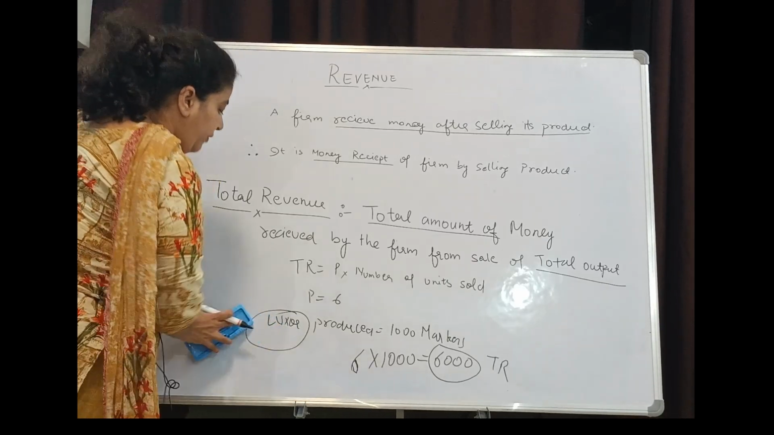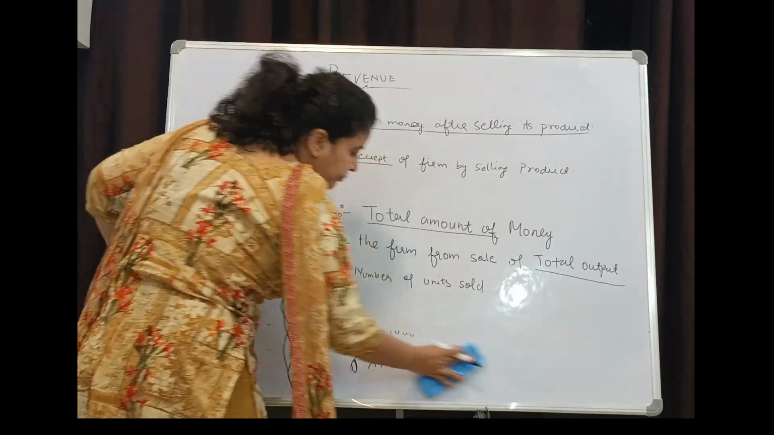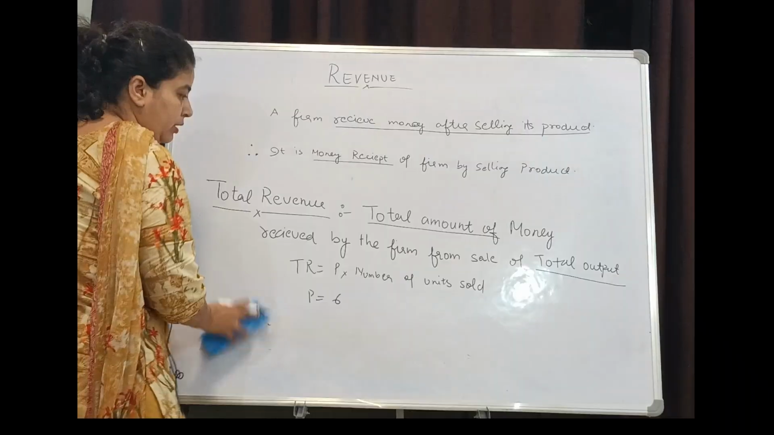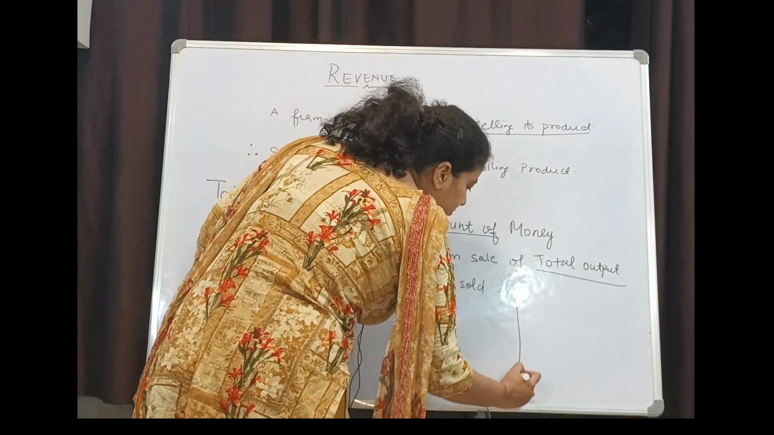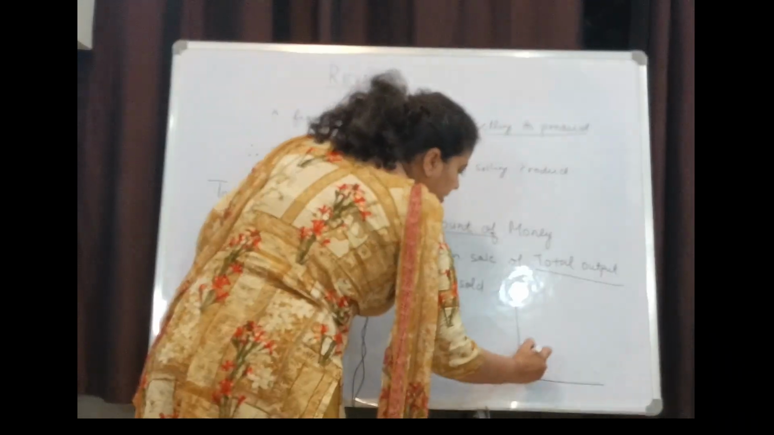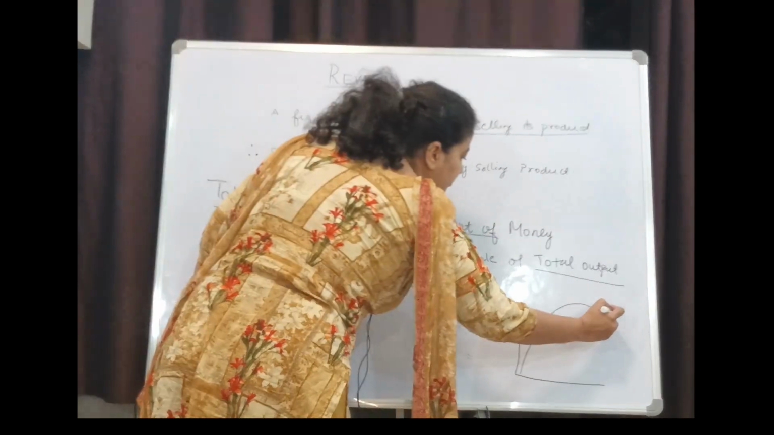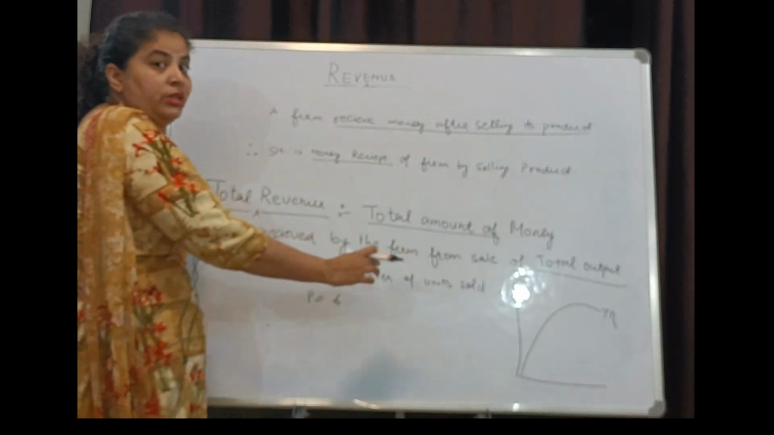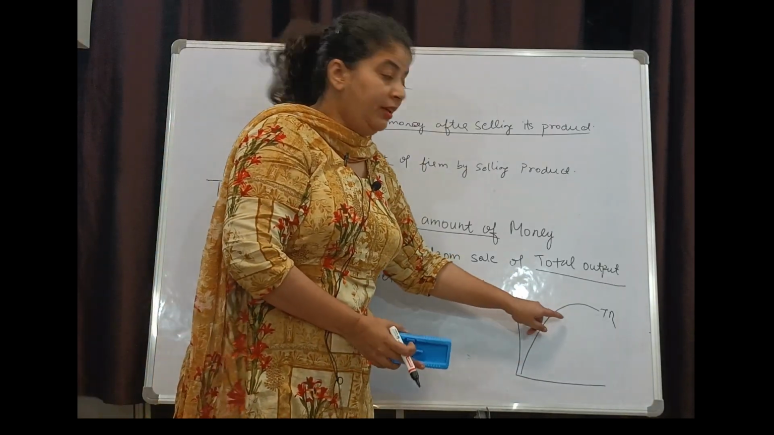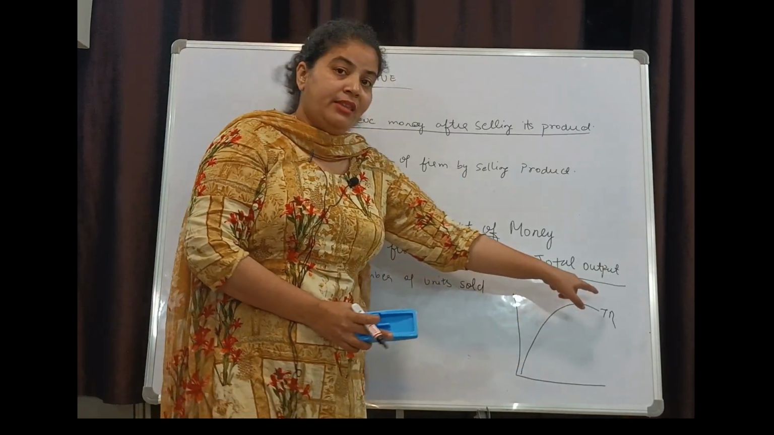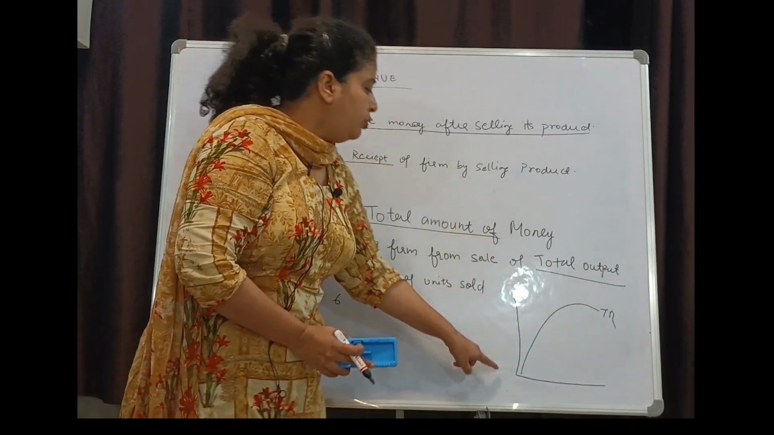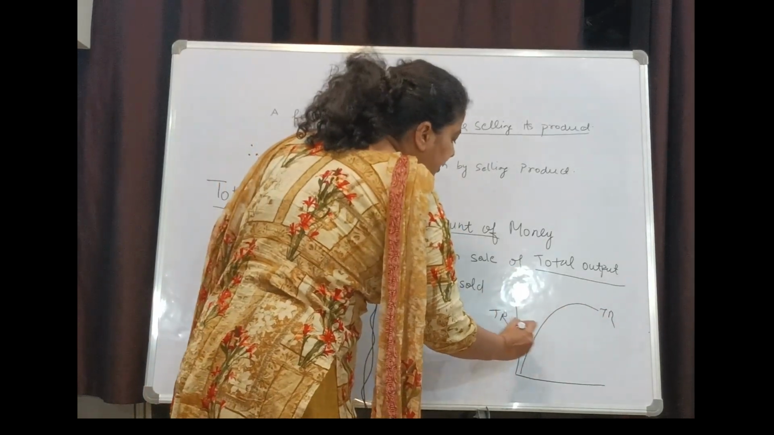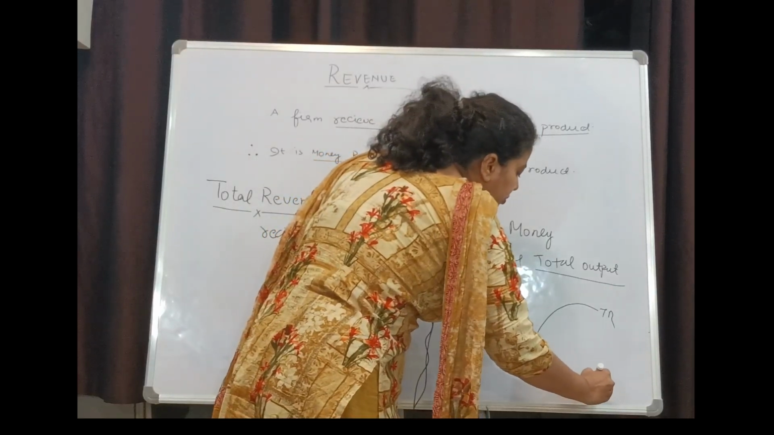And what is the total revenue if we have to take it graphically? The graph would be like this. As the output increases, the total revenue would increase, initially at an increasing rate and after that at a decreasing rate, and then it diminishes. So the total revenue curve would be like this. Here we will write TR, here will be output.